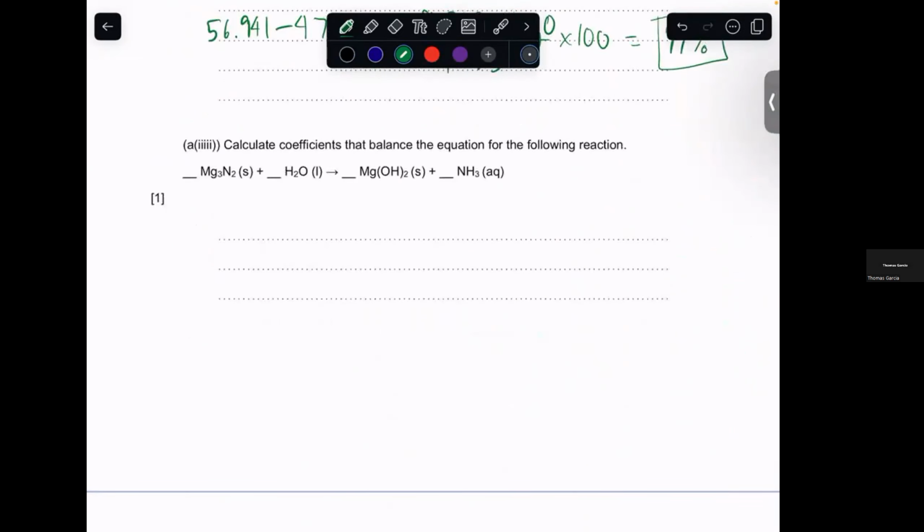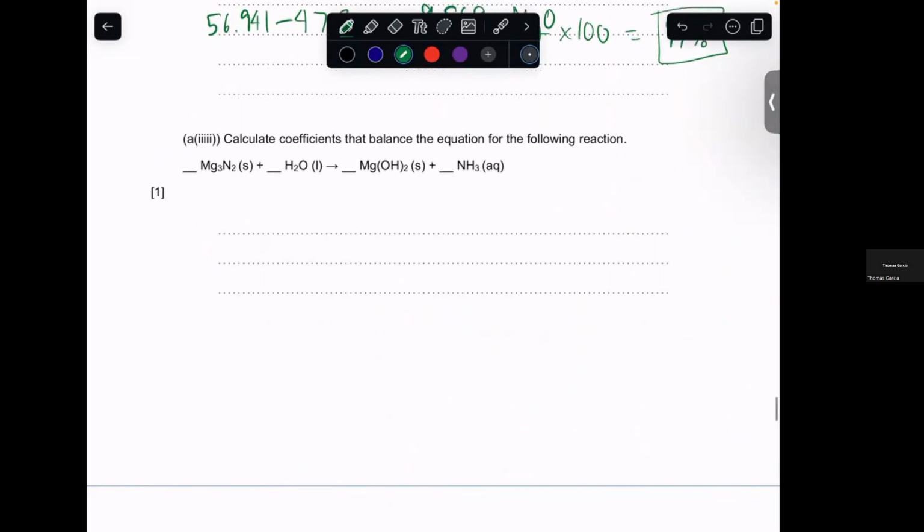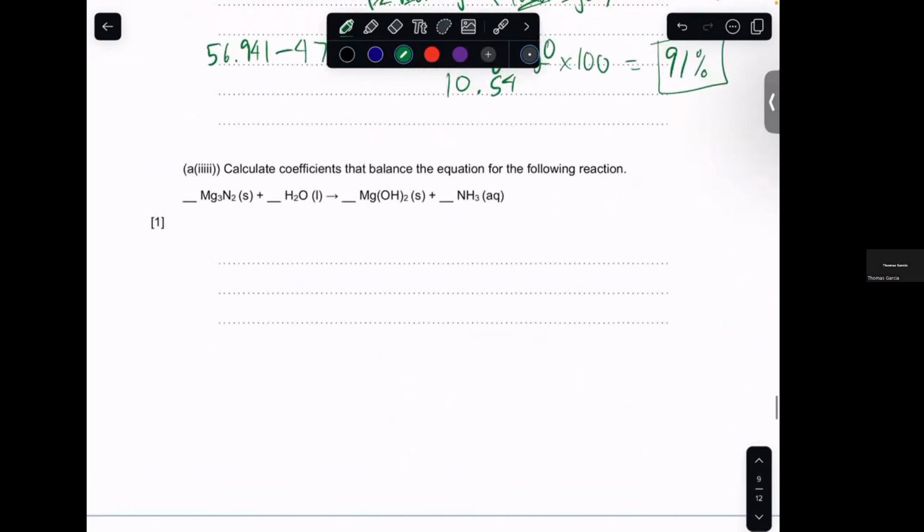All right. Calculate the coefficients that balance the equation in the following reaction. So this is a separate equation, but I'm going to start with my traditional method: Mg, N, H, and O. I have 3 magnesium, 1 magnesium, 2 nitrogen, 1 nitrogen, 2 hydrogen, 3 plus 2, 5 hydrogen, 1 oxygen, 2 oxygen. So I'm going to multiply this one by 3, see what I get.